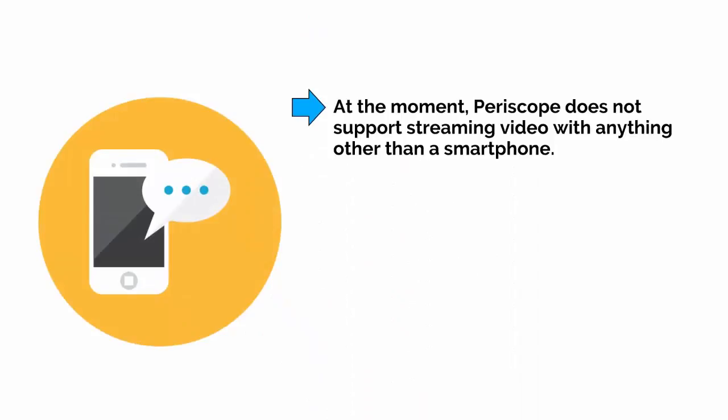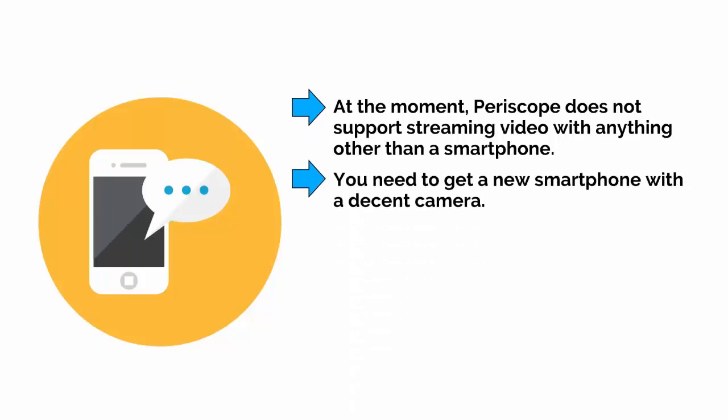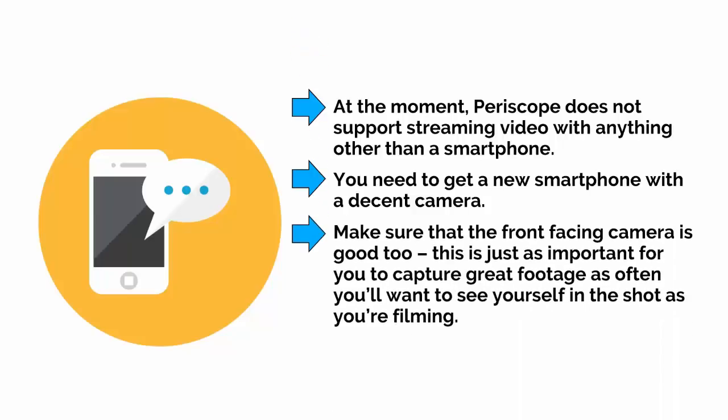At the moment, Periscope does not support streaming video with anything other than a smartphone. It doesn't matter though. It just means that you need to get a new smartphone with a decent camera. Make sure that the front-facing camera is good too. This is just as important for you to capture great footage, as often you'll want to see yourself in the shot as you're filming. Think too about the quality of your sound. This comes down to the quality of the microphone in your phone, but also the acoustics of the room you're filming in. So you want to avoid filming in large, echoing rooms.